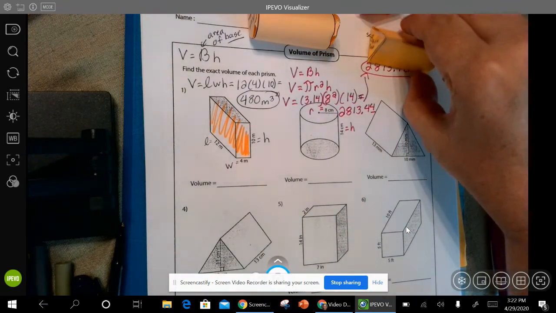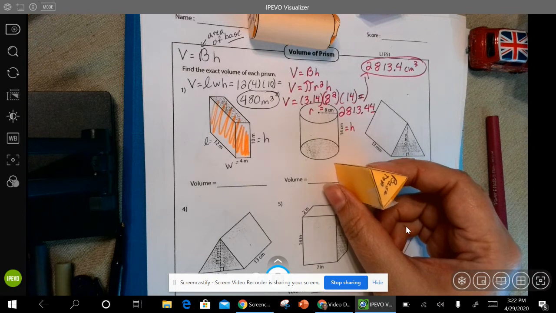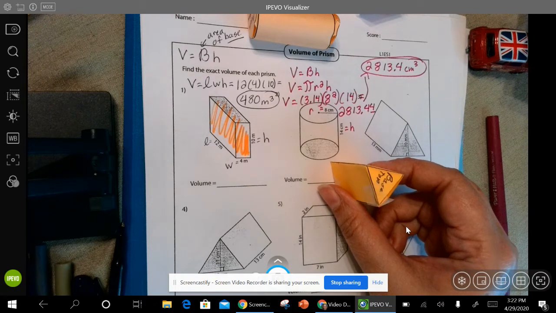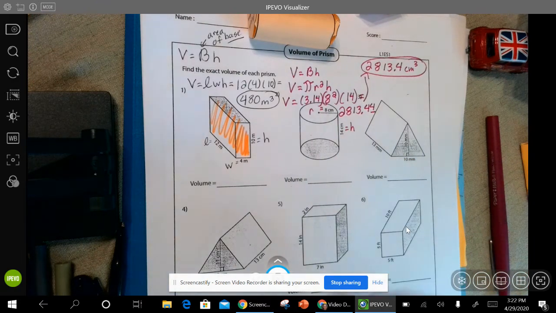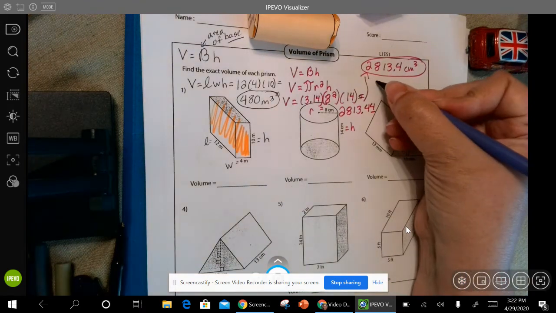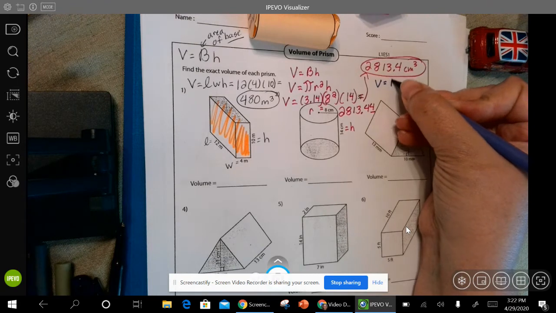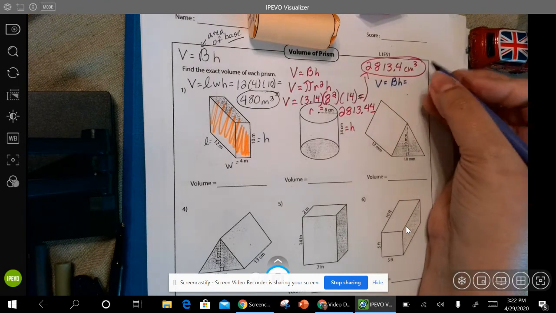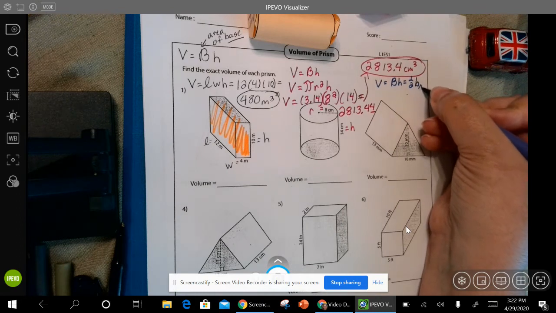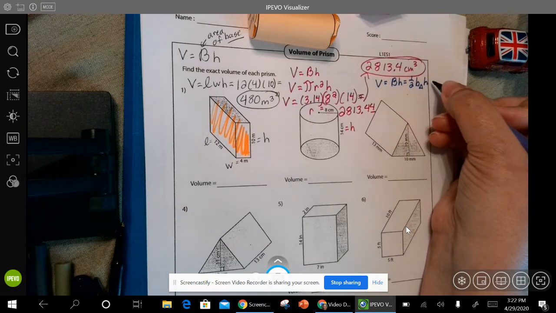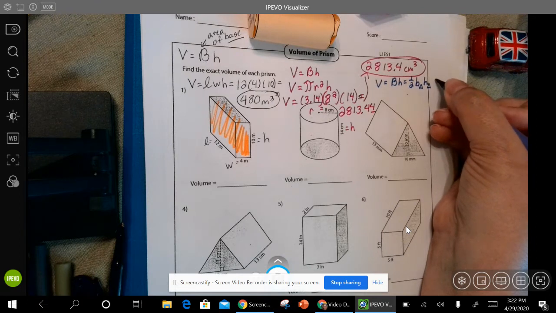This one, everybody, the base is a triangle. So remember, for a triangle, it's 1/2 base times height. Let me say that again, everybody. It's 1/2 base times height. Okay, so this is the same thing, everybody, where we're going to have volume. Again, it's the base times the height. So that's going to be 1/2 base of the triangle times the height of the triangle times the height of the prism.